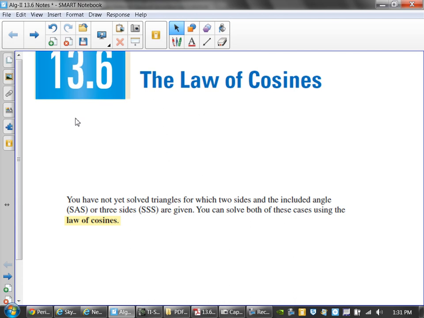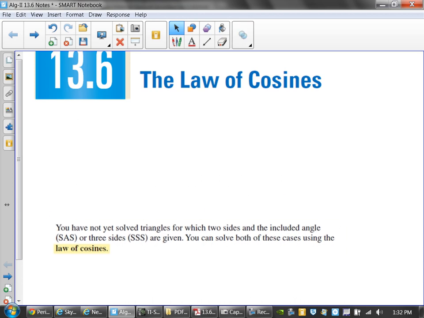Law of cosines is for when law of sines doesn't work. It's the easiest way to think about it. Law of cosines is going to look really kind of odd. It's going to look a little weird. But what I want you guys to think about is, when do you use law of sines?